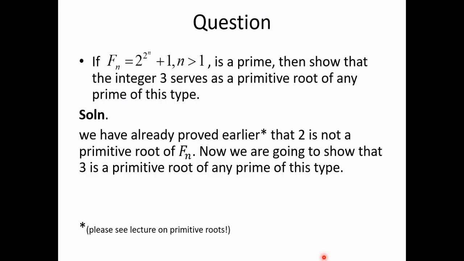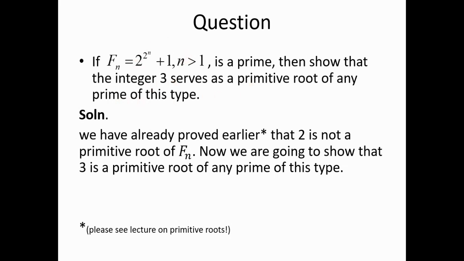Now this is another question. This is also an important question. We have seen a question of this type in our lecture on primitive roots. So here, if Fn is a number of this form and it is a prime, then we have to show that the integer 3 serves as a primitive root of any prime of this type.